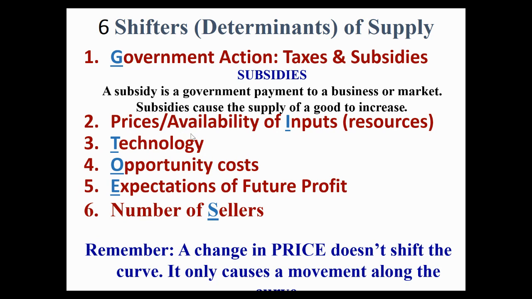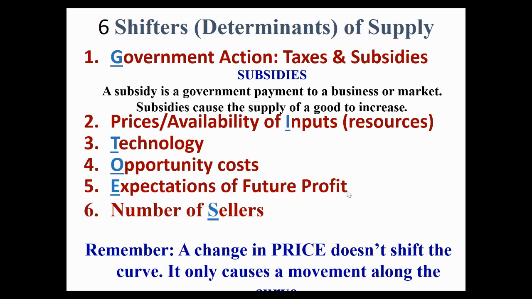Then we have prices or availability of inputs. So this is land, labor, capital, raw materials, technology, innovation, opportunity cost. And I'll explain that in a minute here, but that is essentially comparing if I am one firm and I produce two different products. If the price of one of the products goes up, we know that I want to produce more of that product that the price is going up, then I'm going to produce less of the other product that the price isn't changing.